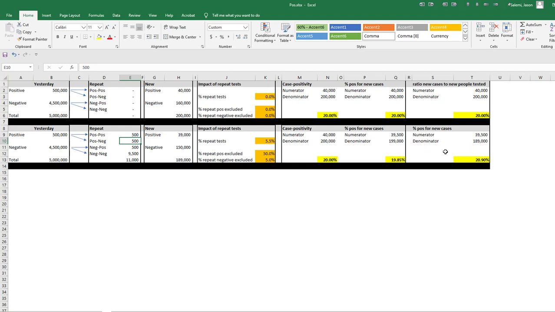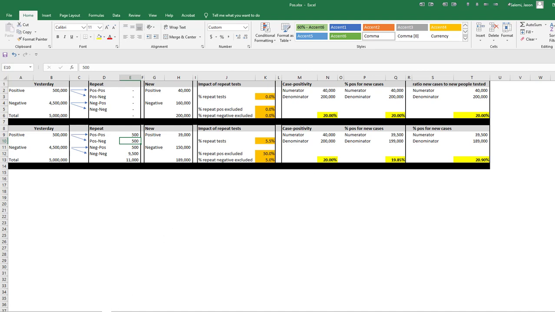And I would say it's the same thing for that alternate, that third measure, the percent positive for new cases. This is really that ratio of new cases to new people tested. So I'll apologize, I didn't update this label up here. So this is the ratio of new cases to new people tested. And so again, because the proportion of all tests that are repeat tests is very small, the majority of people in my denominator and my numerator are brand new people tested, right? So again, not a big difference between these three.